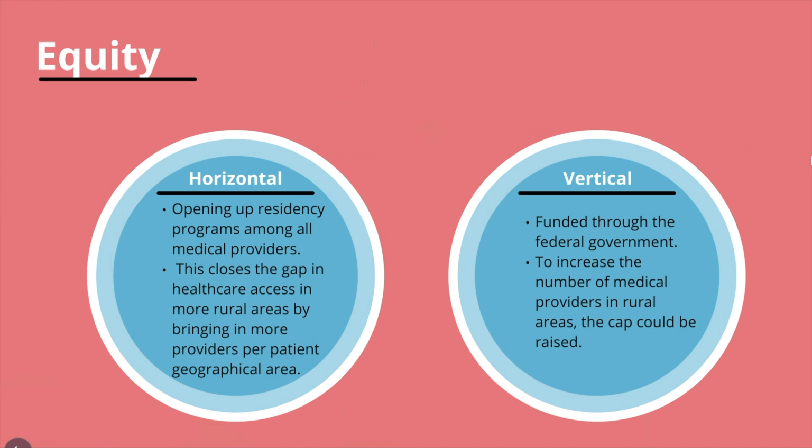In terms of vertical equity, according to the AAMC, residency programs and teaching hospitals are largely funded through the federal government. There is currently a cap on the funding and the amount of training positions available. To increase the number of medical providers in rural areas, the cap potentially could be raised for those training in those rural areas. This would increase costs, but alleviate the shortage of medical providers.